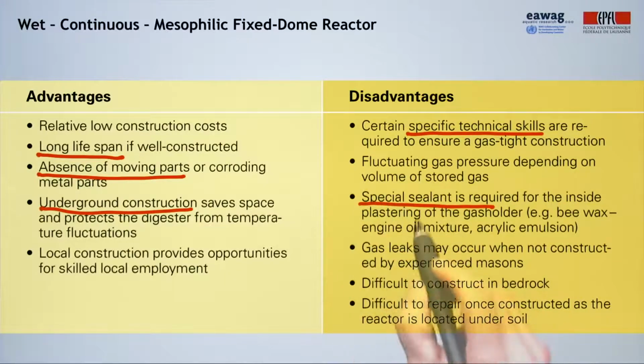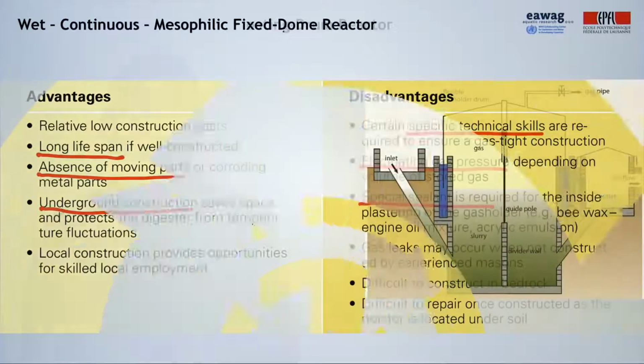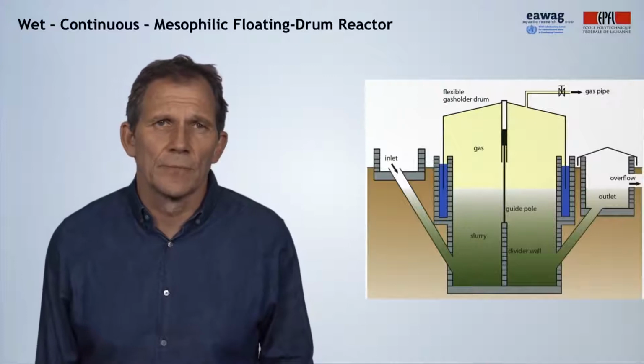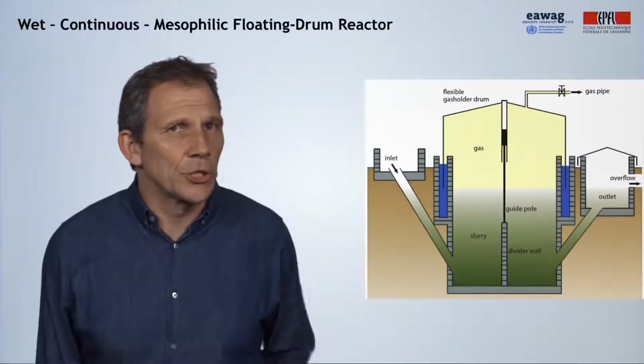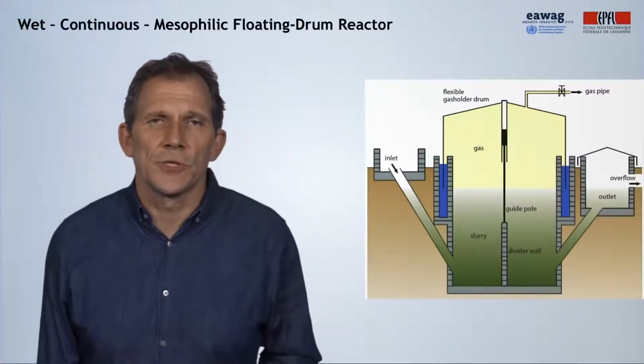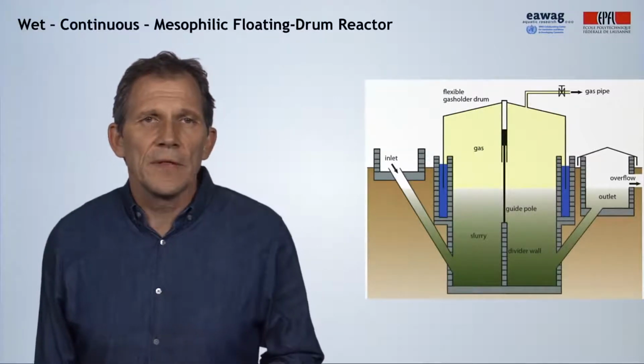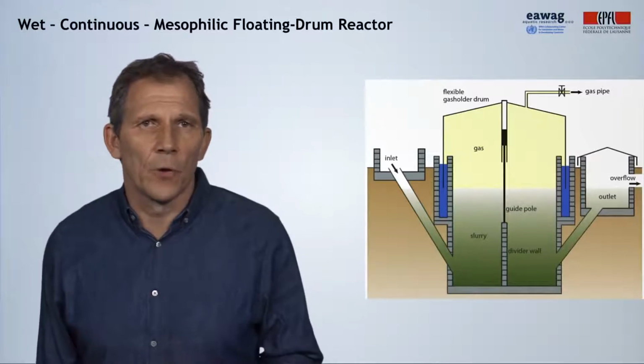And another disadvantage is the fluctuating gas pressure depending on the volume of the stored gas and its use. A second type is the floating drum digester. You see this in this picture. It has similar features: the inlet, the digester for the slurry, the outlet, and the overflow.